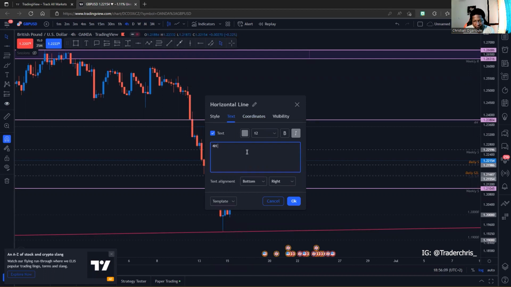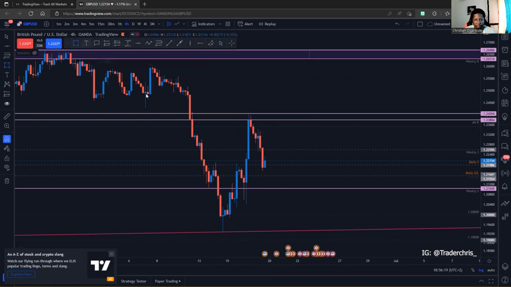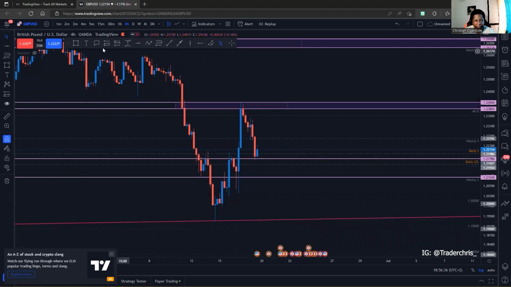So this is 4-hour resistance, and the resistance is between this and this. So this whole zone would be resistance, in my opinion. And the previous level of resistance where price is currently trading is this 4-hour level here. And we have this right here.